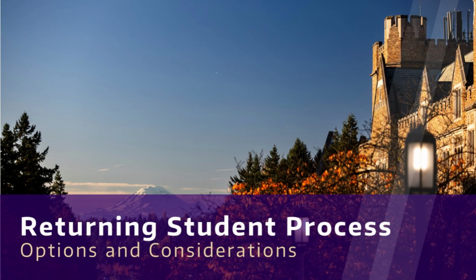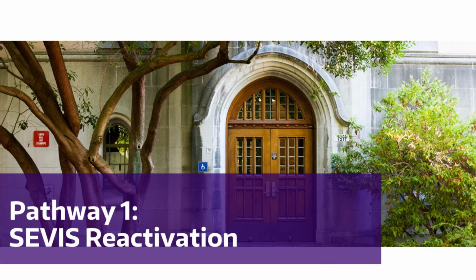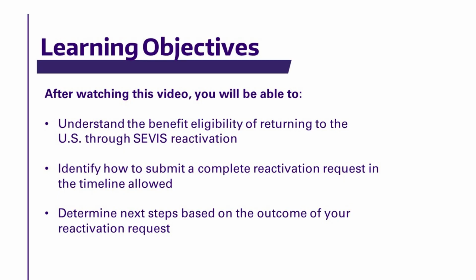In this video, we will discuss the process of returning to the University of Washington after a leave of absence, starting with returning Pathway 1, SEVIS reactivation. After watching this video, you will be able to do the following. 1. Understand the benefit of returning to the U.S. through SEVIS reactivation. 2. Identify how to submit a complete reactivation request in the time allowed. And 3. Determine your next steps based on the outcome of your request.